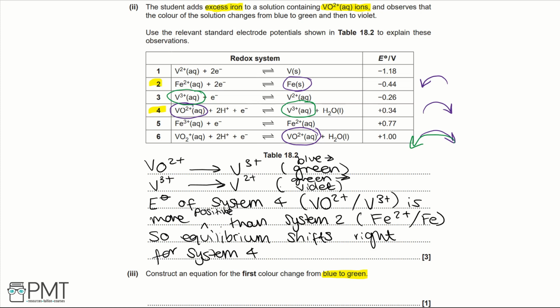So if we were to rewrite this, we would write Fe goes to Fe2+ + 2 electrons. And then rewriting redox system 4, we've identified that this shifts forwards because it's got a more positive electrode potential. So we would rewrite it as VO2+ + 2H+ + an electron goes to V3+ + H2O. And then we've rewritten both redox systems in the correct format.